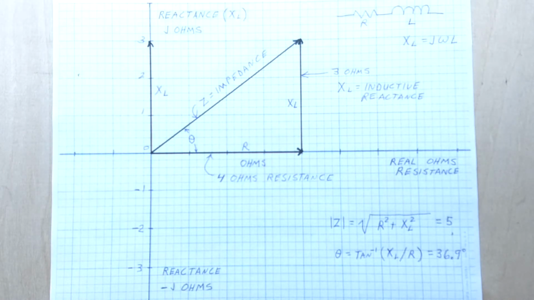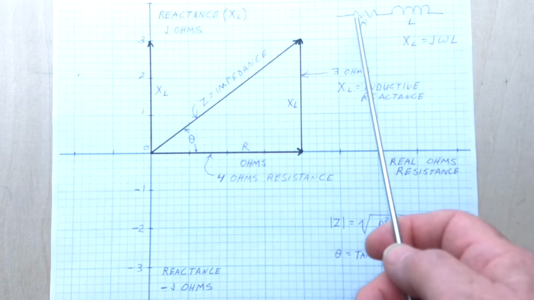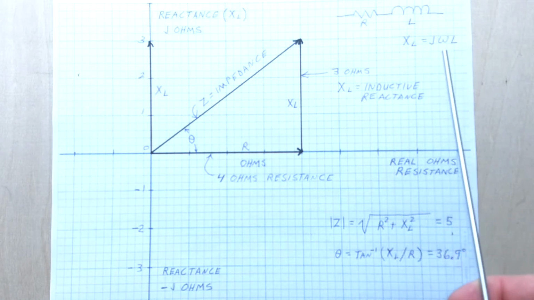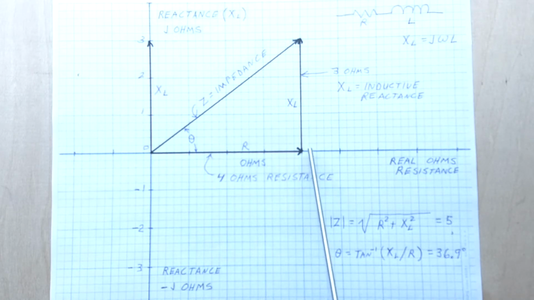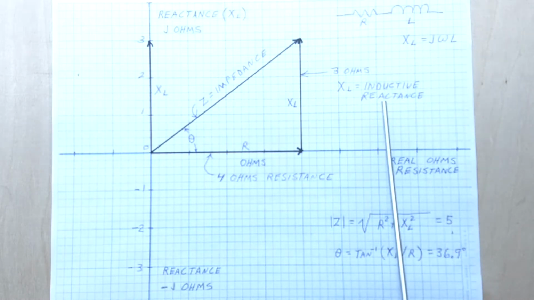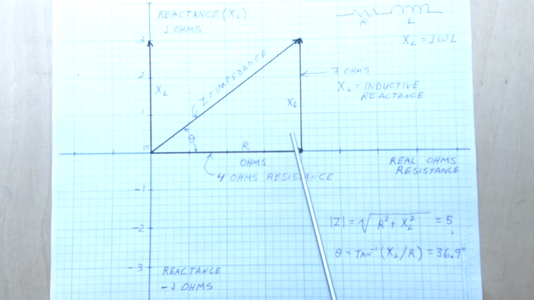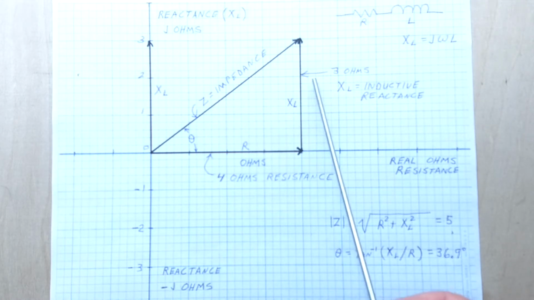This is a phasor plot for an RL circuit, a resistor and an inductor in series. The phasors are added just like vectors. Here we have our 4 ohm resistor and our 3 ohms of inductive reactance. Now I purposely picked these values so we have a nice 3, 4, 5 right triangle.